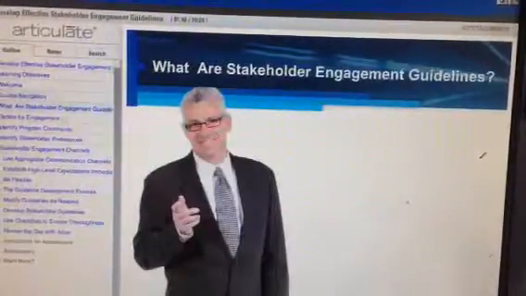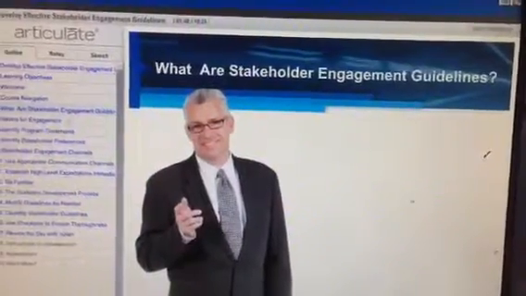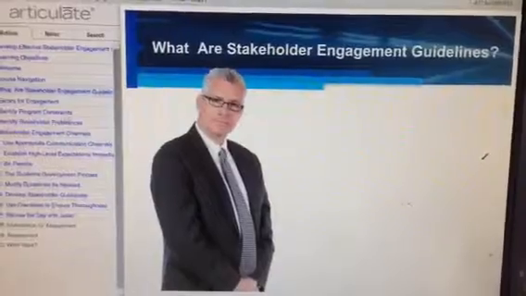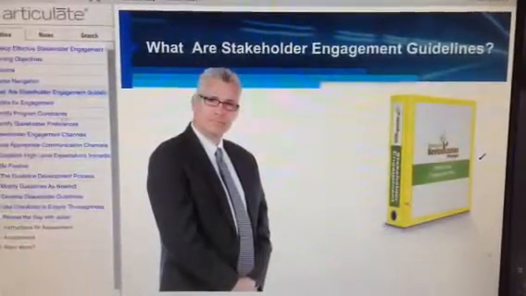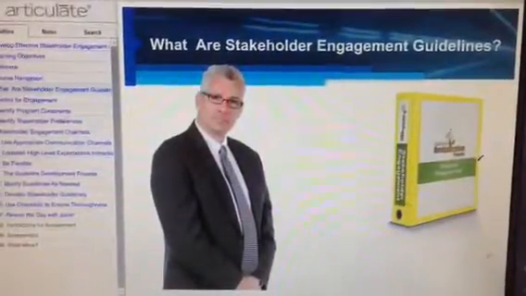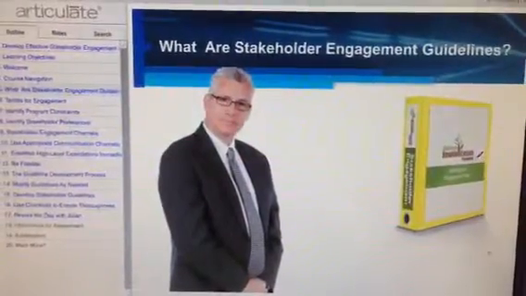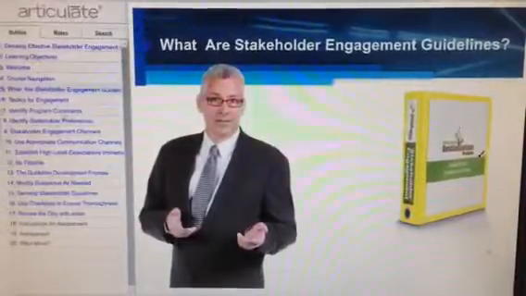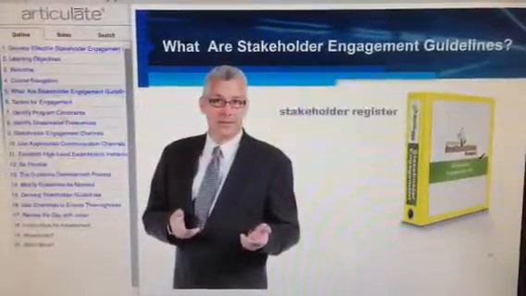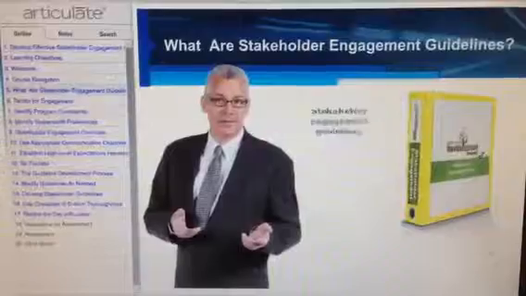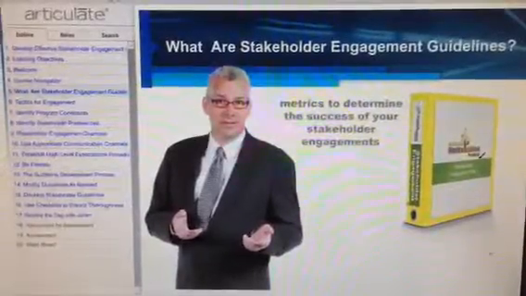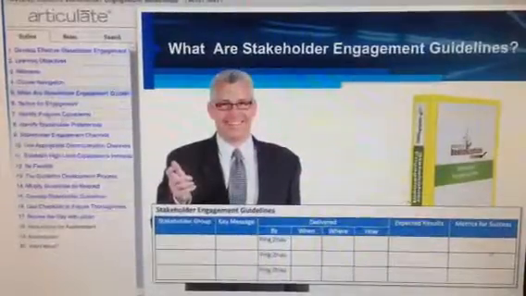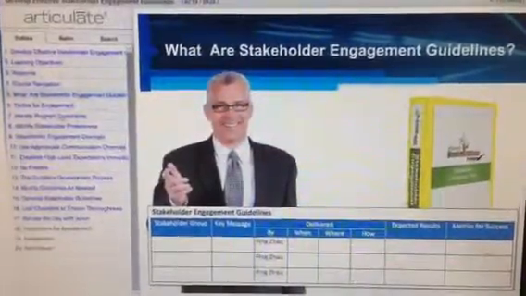To move back a slide, click this button. Stakeholder feedback can play a vital role in your program's success. Developing and executing a viable stakeholder engagement plan will help to ensure you receive, track, and respond to this feedback in a way that builds support for your program. Stakeholder engagement plans include a stakeholder register, stakeholder engagement guidelines, and metrics to determine the success of your stakeholder engagements. Today, we'll focus on how to develop stakeholder engagement guidelines.